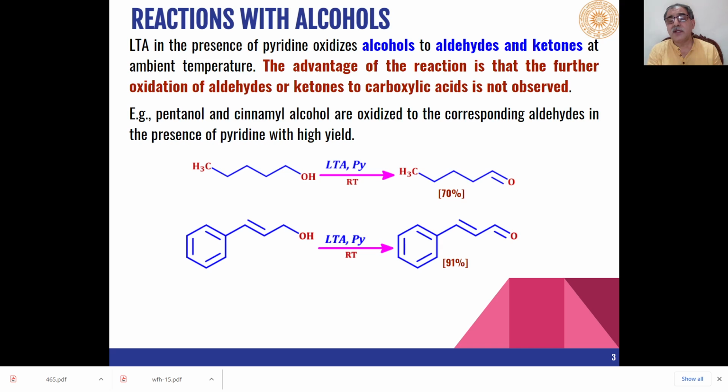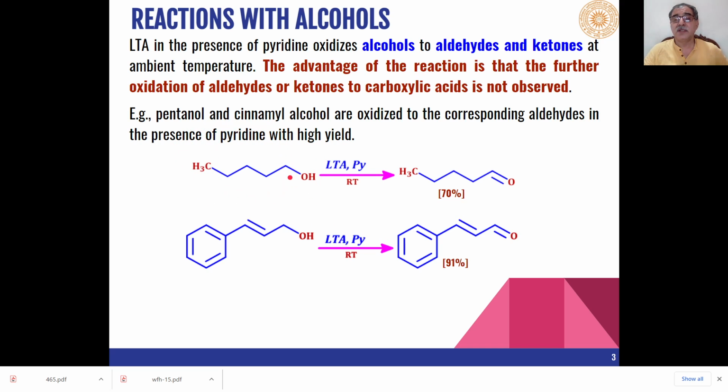The lead tetraacetate in presence of pyridine at room temperature can convert primary alcohols into aldehydes and secondary alcohols into ketones. And the advantage of using LTA in these types of reactions is that the final product is aldehyde or ketone. No further oxidation to carboxylic acid takes place. So this is the main advantage of using lead tetraacetate.